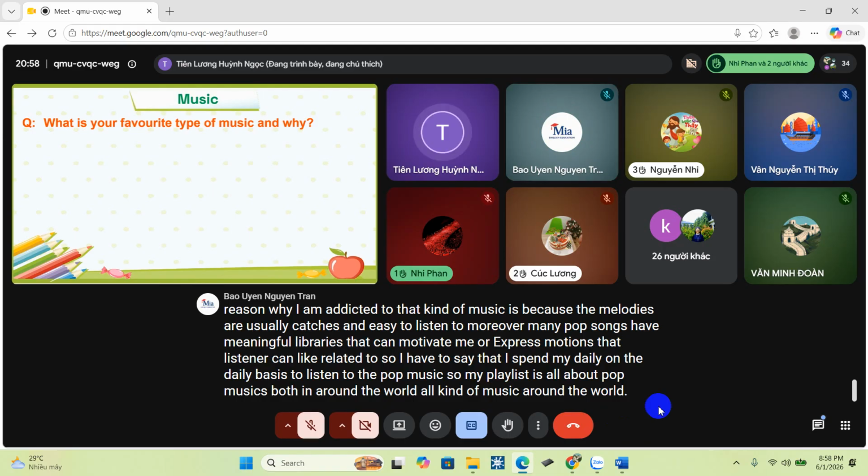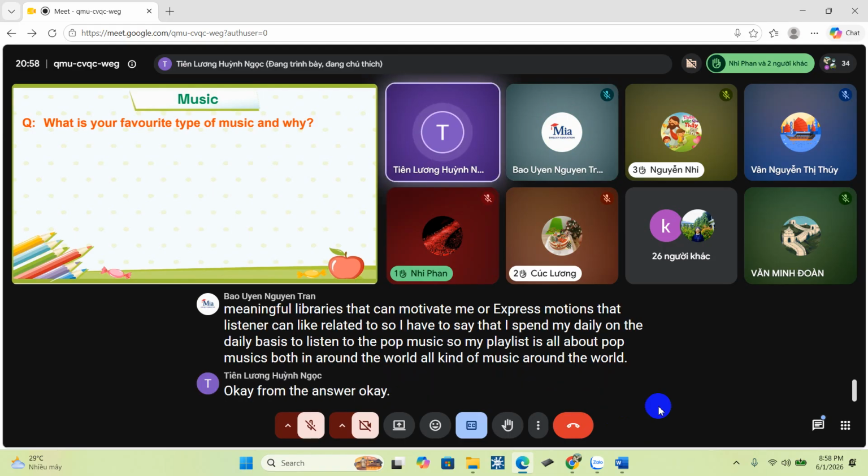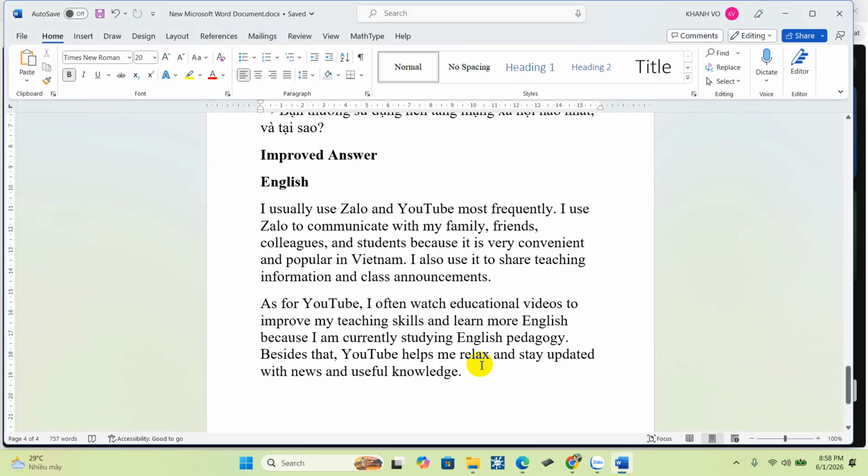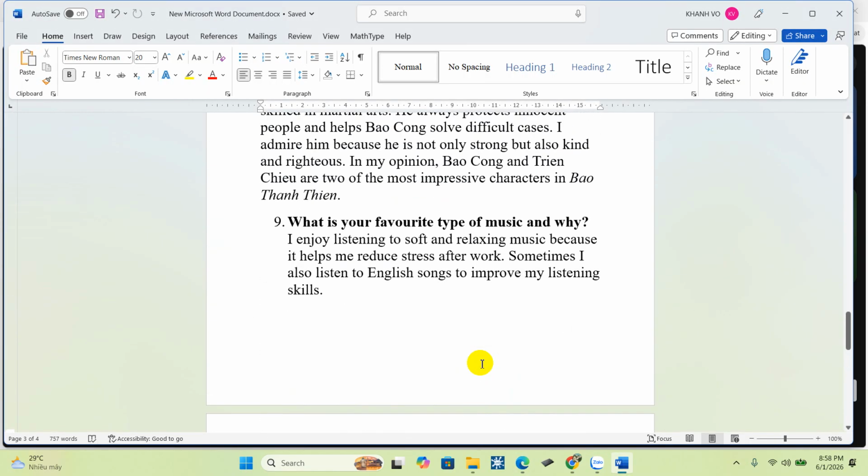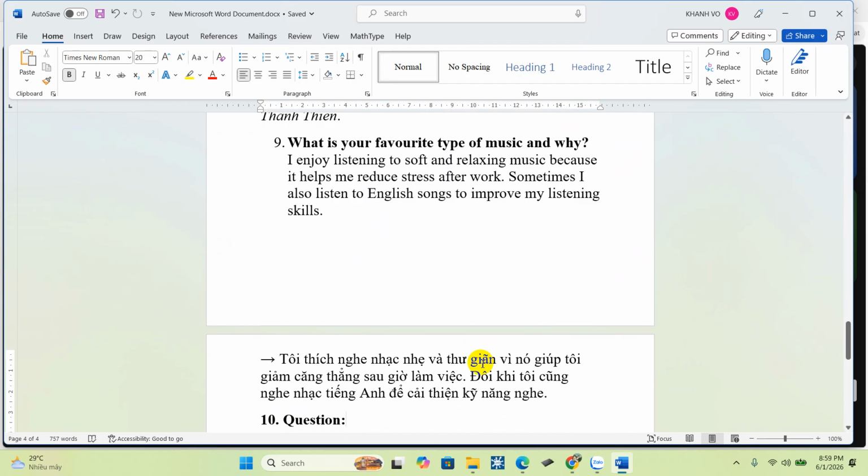Okay, from your answer, I see that you mentioned so many reasons why you love pop. I think it's ideal when you can give an example of your favorite pop music or your pop singer, so it could be more informative in your answer. Yes, thank you, teacher. Generally speaking, I see that you know how to deal with part one successfully and effectively. Thank you.